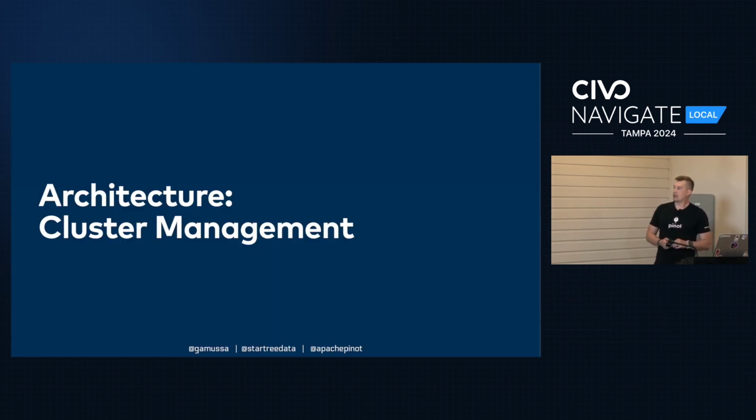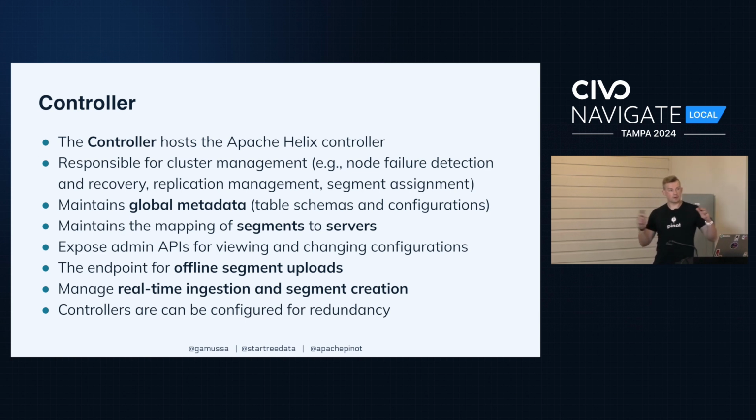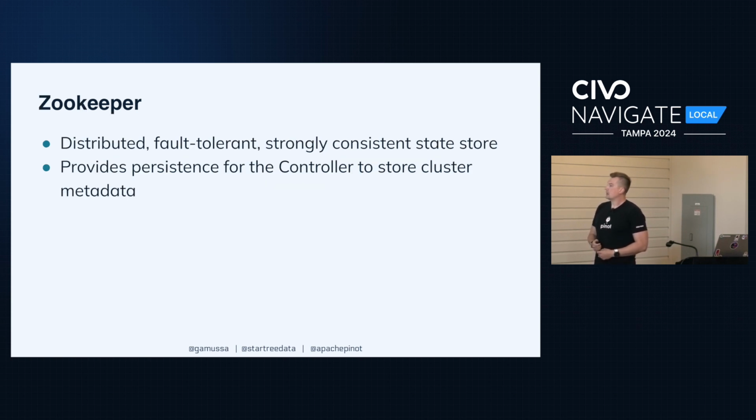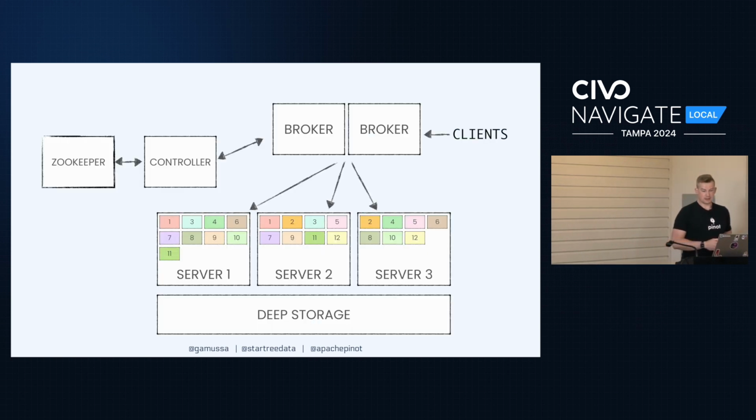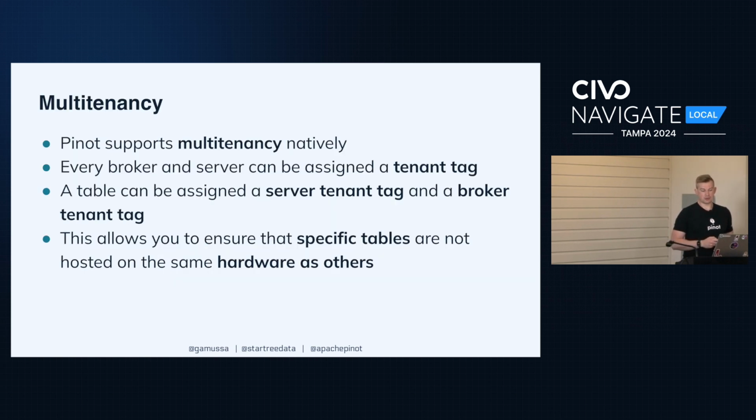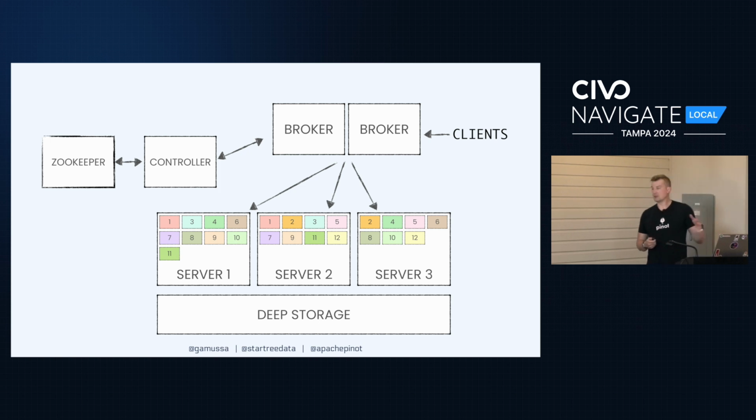There's another component called the controller, which is responsible for managing the consensus between the nodes, detecting node failures, segment assignments, replication management, etc. It stores all the global metadata, so that's why the broker knows which server holds particular segments, and it maintains information about how the segments are mapped between the servers. So let's look at this picture one more time. We also use Apache Zookeeper to store some of the metadata. Clients talk to brokers. Brokers are responsible for your queries. The controller knows and tells the broker where the metadata is stored.